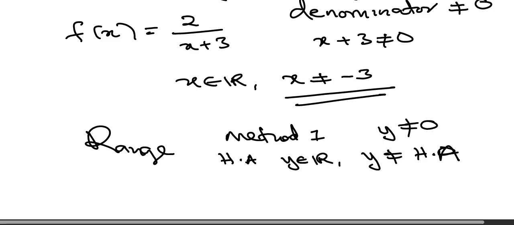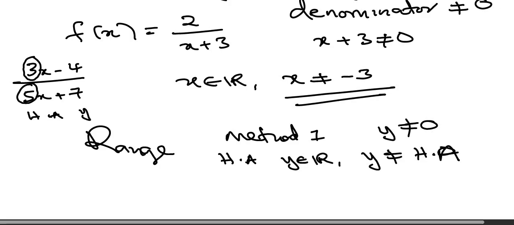And if they are of the same degree, let's say you have 3x minus 4 over 5x plus 7. If there's x on top and there's x at the bottom, the horizontal asymptote is always the coefficient of x on top divided by the coefficient of x at the bottom. So y is equal to 3 over 5. In this case, the range will be all real numbers but not 3 over 5. We don't allow the horizontal asymptote. All numbers are allowed but not the horizontal asymptote.